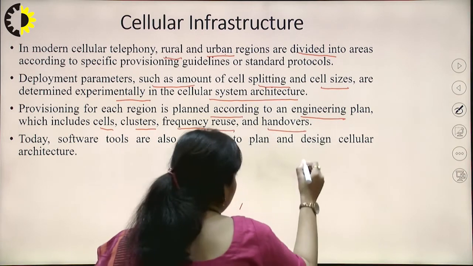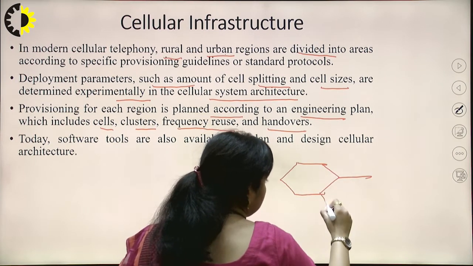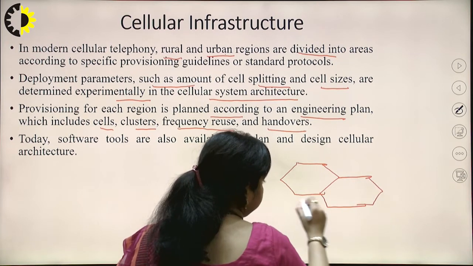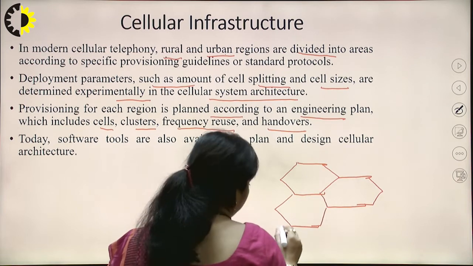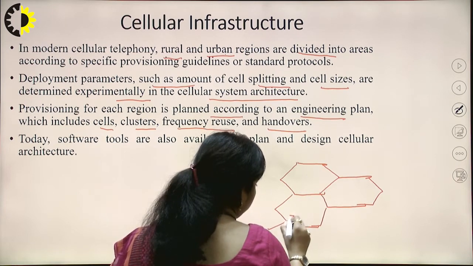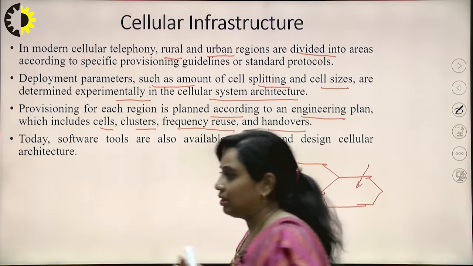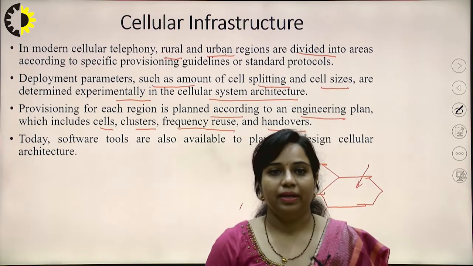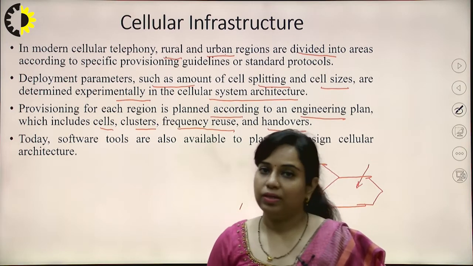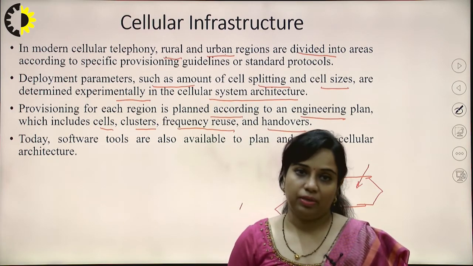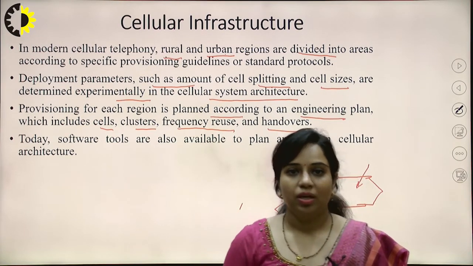What is frequency reuse? Let's say this is a cell, and it is divided into, let's say, three cells. The set of frequencies used by this cell can be used by another cell also, but at some distance. So a distance is maintained between two cells which are using the same set of frequencies. For full duplex communication we require a set of frequencies for communication between the transmitter and receiver, and from receiver to the transmitter.